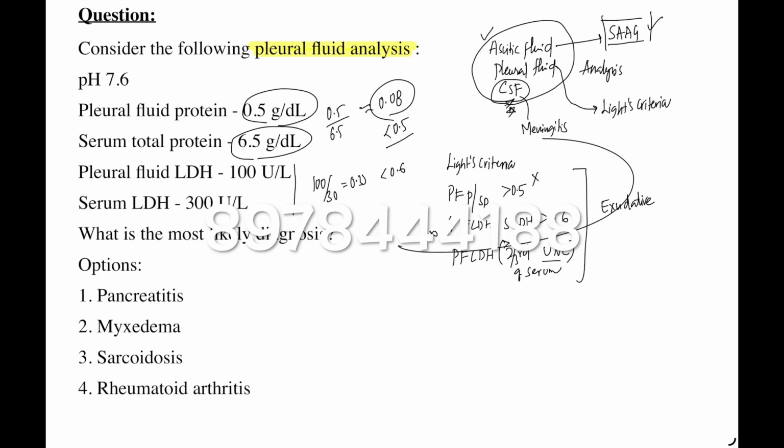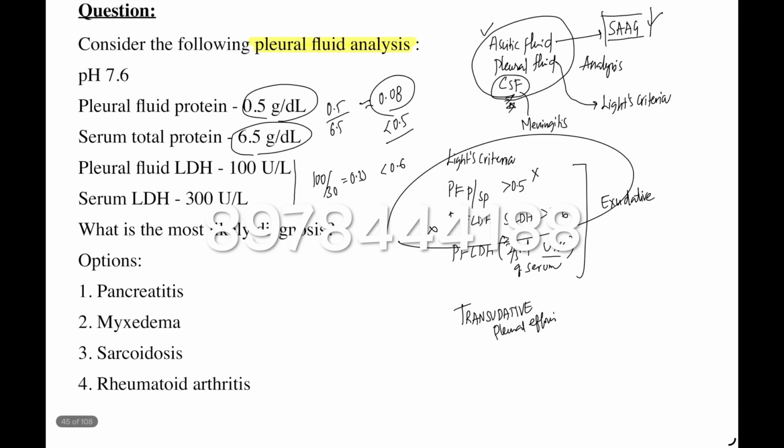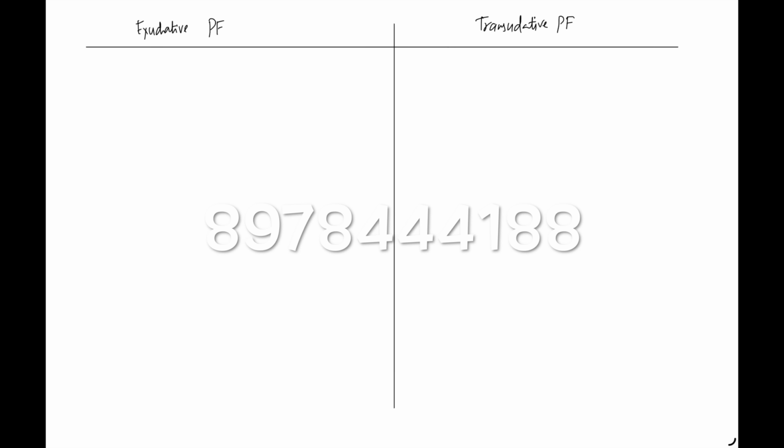So when these are not met, this is a transudative pleural effusion. It's not exudative, it's transudative. So what are the causes of transudative pleural effusion? Now you need to have a table, to differentiate between causes of exudative and transudative pleural effusion. The next step of the question is a little complex and time-consuming, but important.